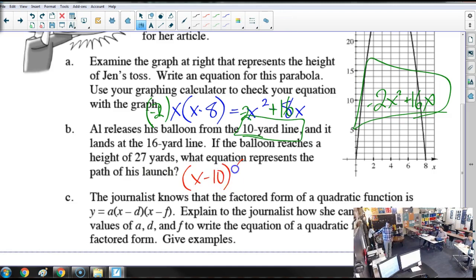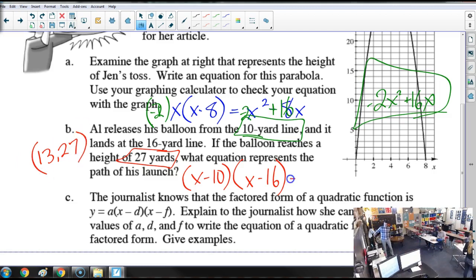Al releases at the 10-yard line. It lands at the 16-yard line. The balloon reaches a max height of 27 yards, and that would be at the 13-yard line. So 13, 27 is a point that we have. So this would turn into x squared.